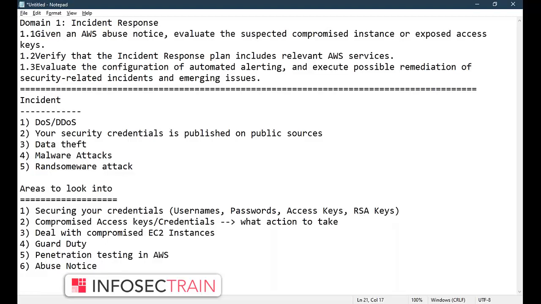Most people will miss this, but I'll tell you why. Abuse notice means, for example, assume we have some users like Roshan, Sanjay, Aditya, and Abdul. Assume that I hacked the account of Aditya.